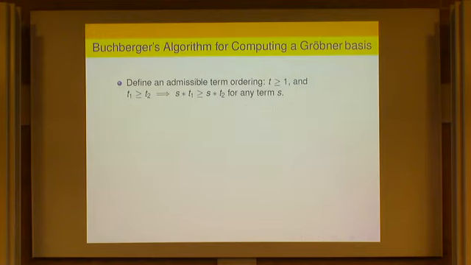So what is an ordering? It has to have certain properties. Basically, we want to ensure it's well-founded. That's the whole idea. So any term t is greater than or equal to 1. By term, I mean variables raised to some exponent. And if t1 is greater than or equal to t2, then if you multiply it with any other term or any other polynomial, the ordering is preserved. That's all. Those are the only 2 conditions you need.